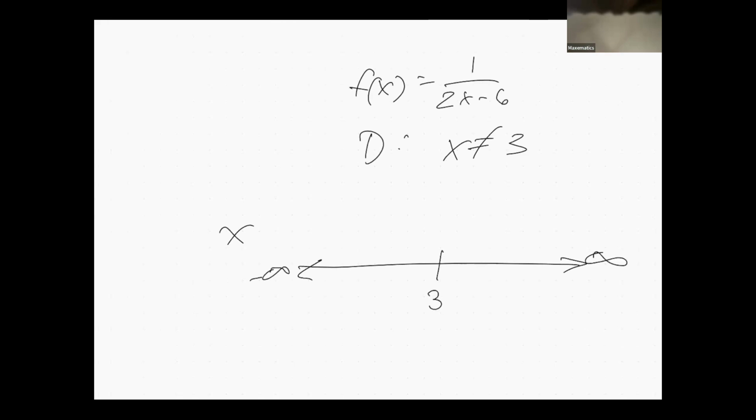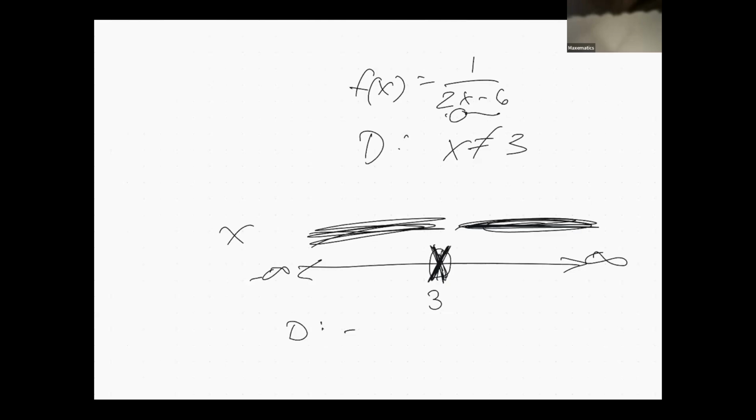Absolutely not 3. If you plug in 3, 2 times 3 is 6. 6 minus 6 is 0. So 3 is our only problem child, so to speak. However, just because 3 is a problem doesn't mean everything else is. We can be everything to the left of 3. We can also be everything to the right of 3. So here's how we write that. Everything to the left of 3 would be negative infinity up to 3, right? This says all the x values to the left of 3, with 3 not included because we're using parentheses.